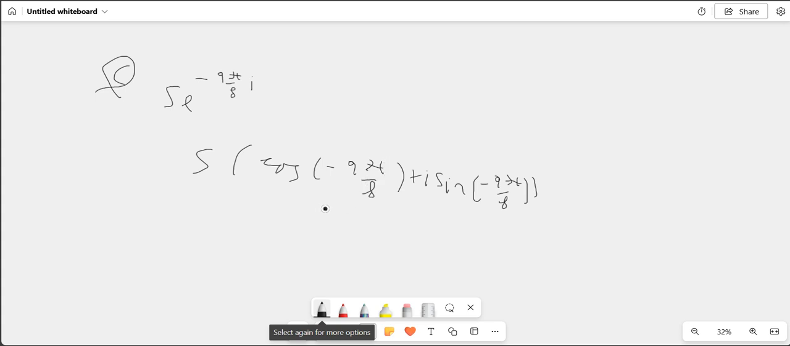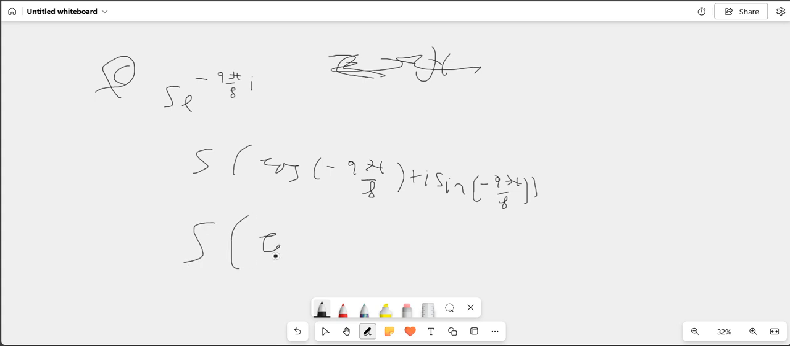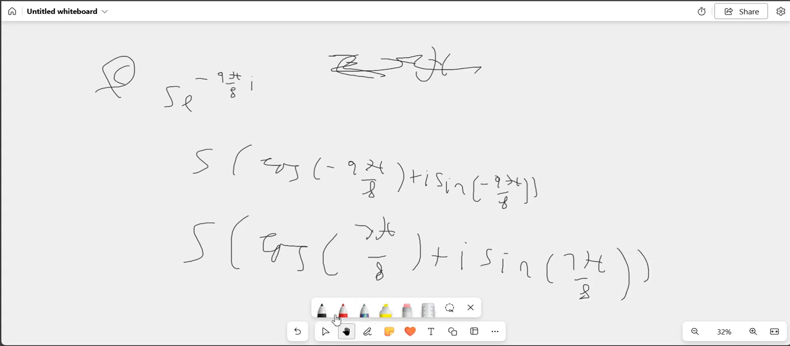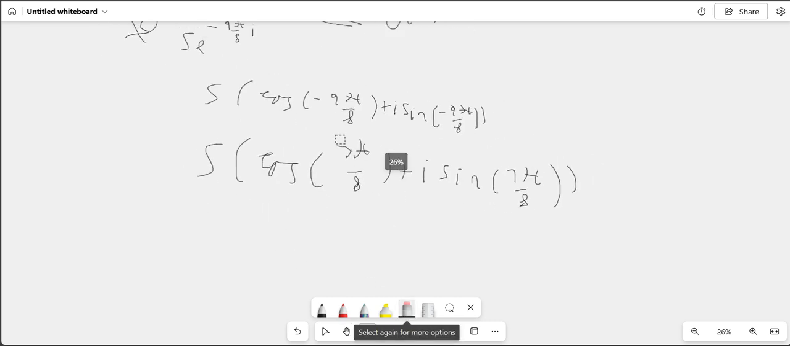So therefore, obviously, it's below that. So what I need to do is add 2 pi. If I add 2 pi to that, it will become 7 pi over 8. And that's obviously less than pi, because it's less than 1. So therefore, it's correct.